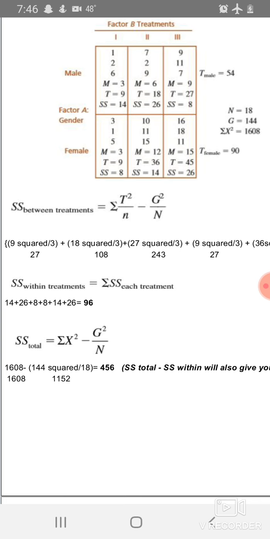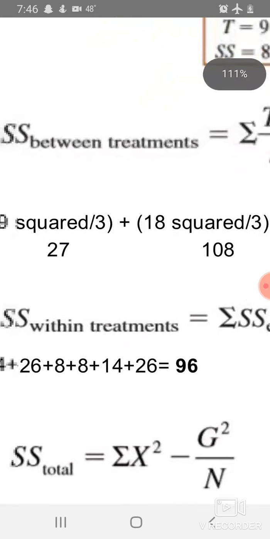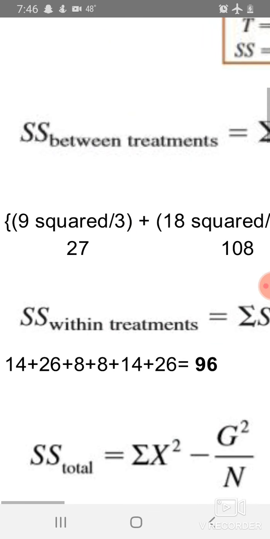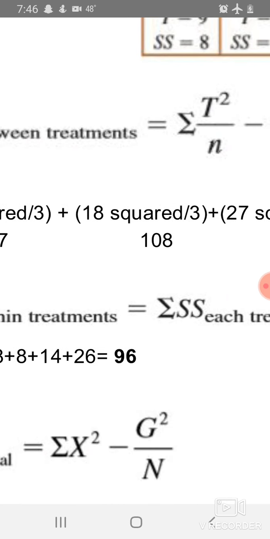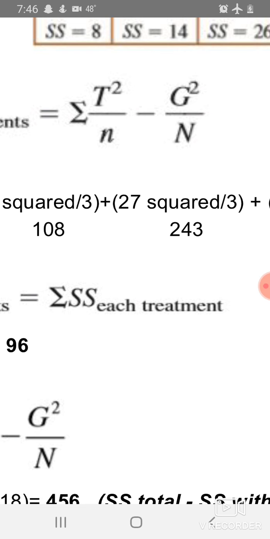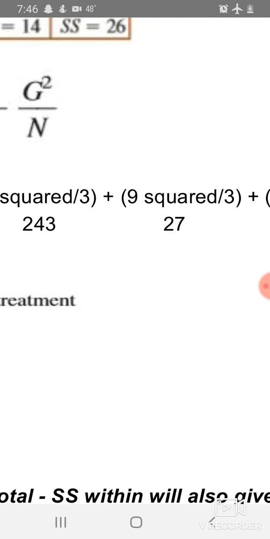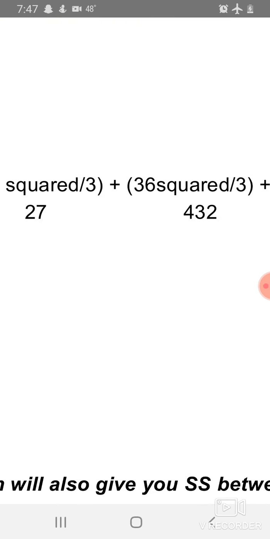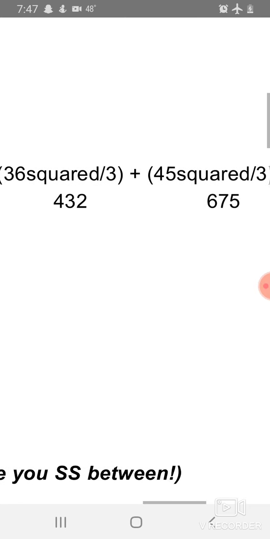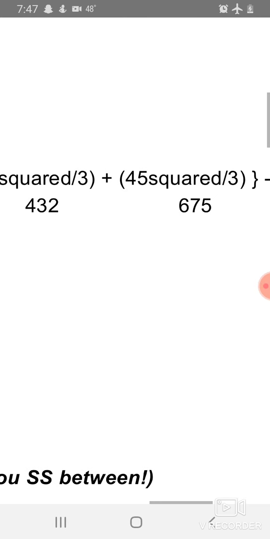We do this by taking each T value, squaring them, and dividing by the number of participants in the cell. So as you can see, that's 9 squared divided by 3 equals 27. 18 squared divided by 3 equals 108. 27 squared divided by 3 equals 243. 9 squared divided by 3 equals 27. 36 squared divided by 3 equals 432. And 45 squared divided by 3 equals 675.